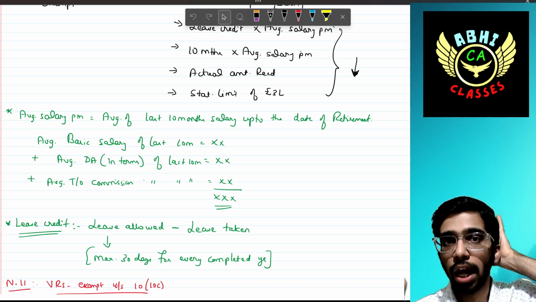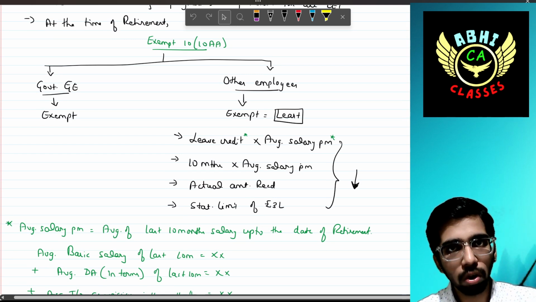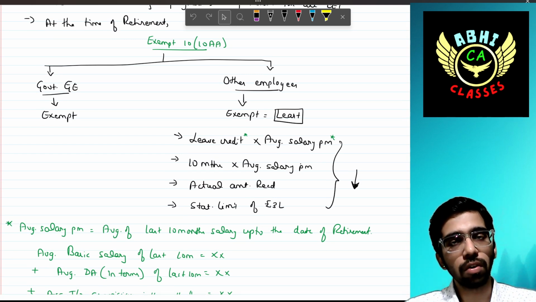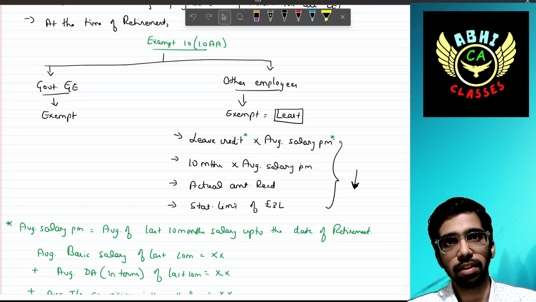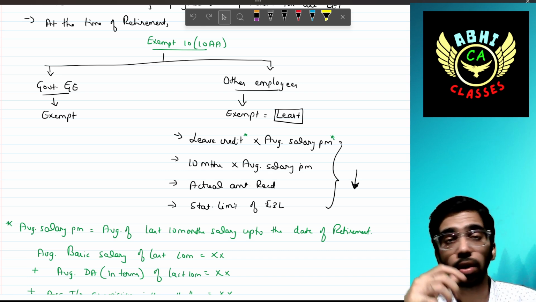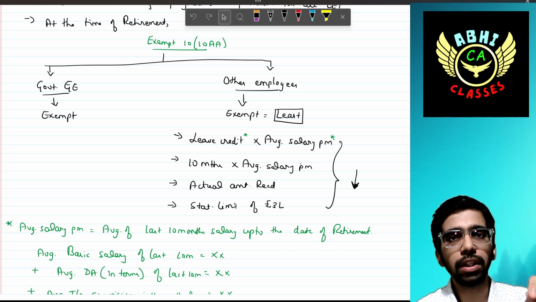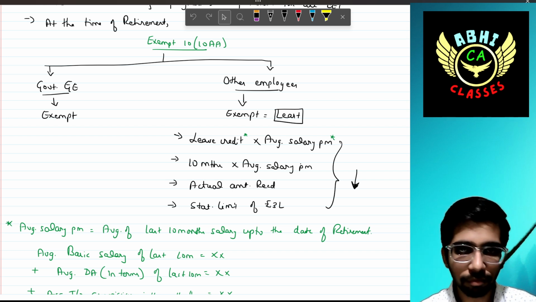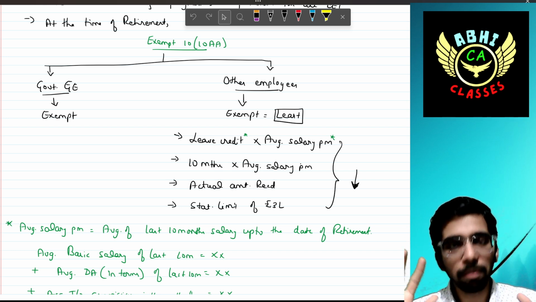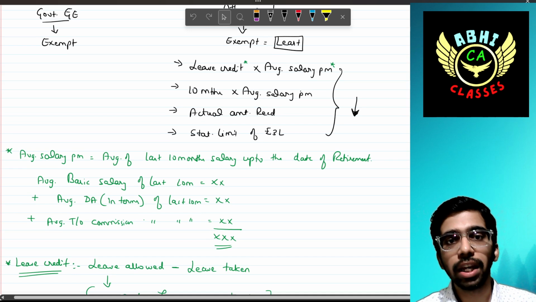If you add all these and multiply that amount by the leave credit, that means allowed minus taken into number of years of service, that should be divided by 30 to be converted into number of months. One month contains 30 days, so 150 divided by 30 will give the leave credit. Multiply by average salary. I think it might be very difficult, but with practice it will be easy. Next, 10 months into average salary per month.